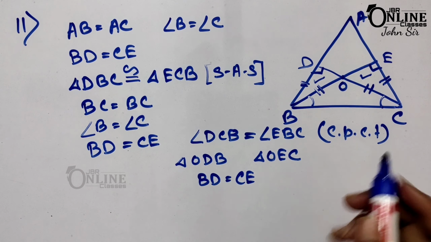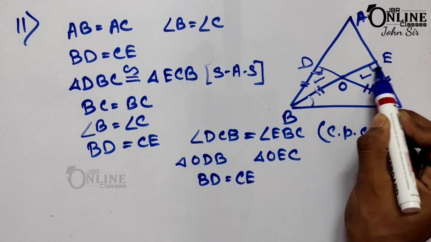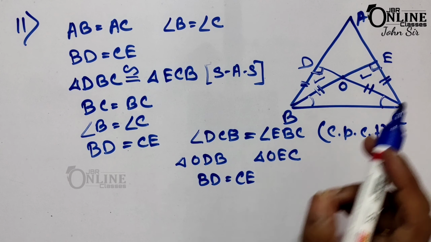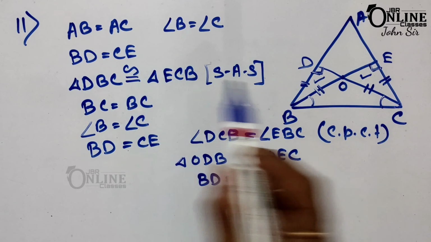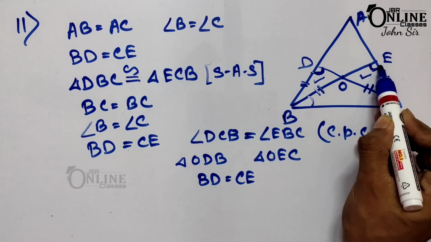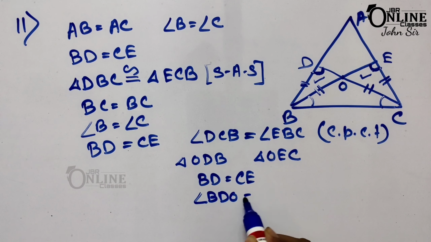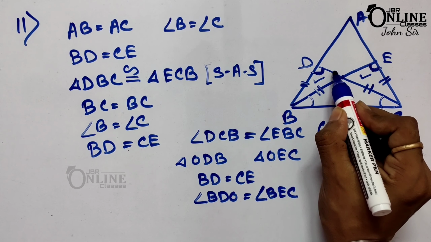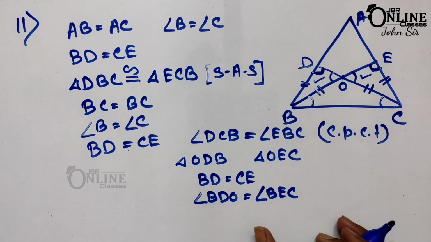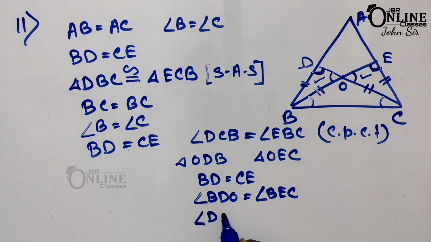Second one, here this angle will be equal to this one because these two triangles are congruent. So if these two triangles are congruent, then definitely this angle will be equal to this one by CPCT. So you can write down here BDO equal to BEC, and the third one is this angle equal to this one. It's called vertically opposite angle. So you have to write down here angle DOB equal to angle EOC.